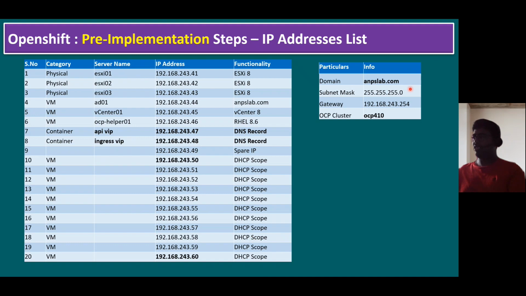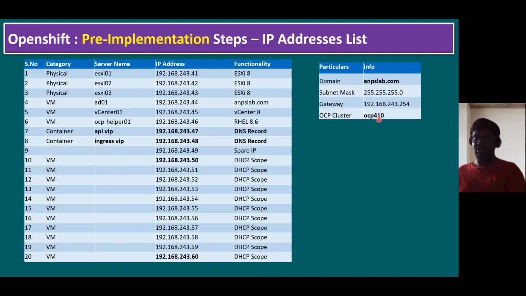Okay, and another piece of additional information: our lab domain name is anpslab.com, and the subnet mask is also needed to configure for all the systems. The subnet mask we should make an A record, and the gateway is also needed. For the gateway we are using the router IP. And the OpenShift cluster name: our OCP, OpenShift Container Platform, cluster name, we should keep one name. Let's say I'm using, in short, OCP 410, because we are going to install version 4.10. So the cluster name I'm also using the same as the version, just for our easy understanding.